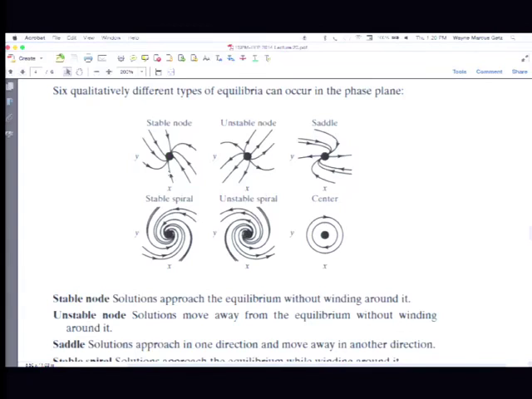But then there's a fifth type, which is, when you look at this, you'll find that the arrows go like this. So it looks like you're approaching here in this direction, but you're actually going away in another direction. So this is what is called the saddle point. Now, it's called a saddle point because you can think of a saddle.